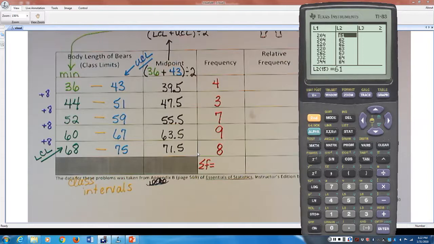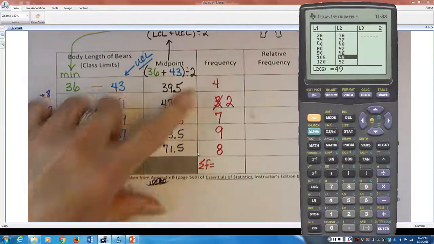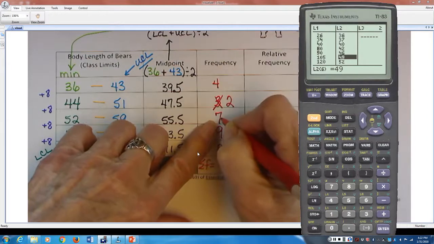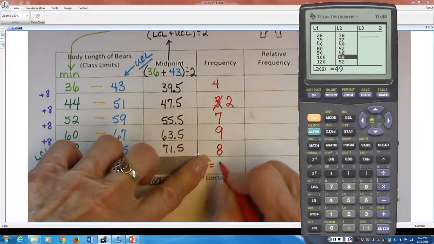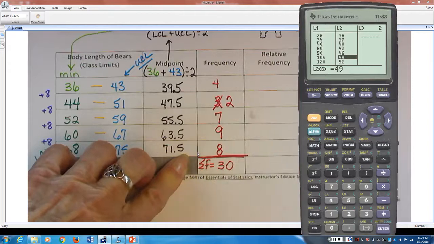I didn't make a mistake counting, because I got lots of help to count. So I need 44, which starts right there. 44 and 4, yeah, you're right, that's only 2. I should have only had 2. So now, 4 plus 2 is 6, 6 plus 7 is 13, 13 plus 9 is 22, and 22 plus 8 is in fact 30. And I had 30 bears.